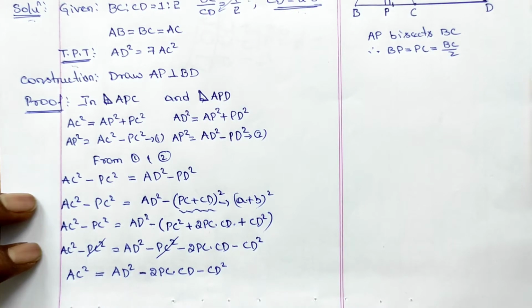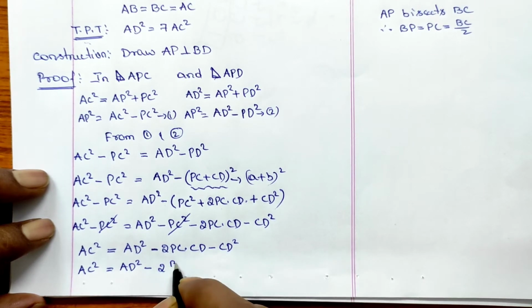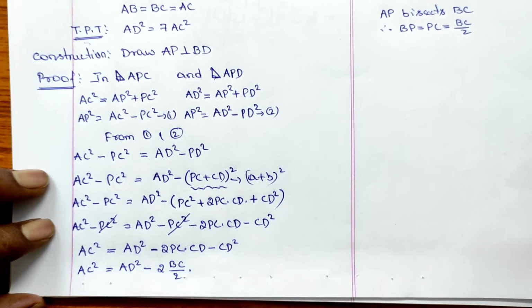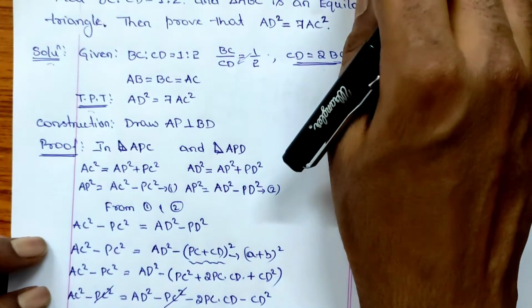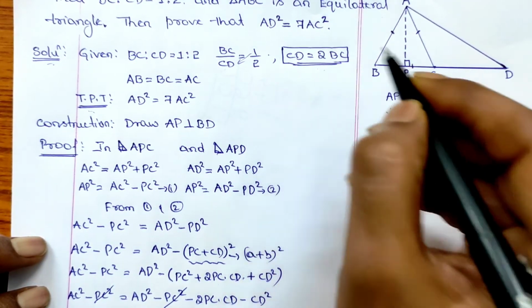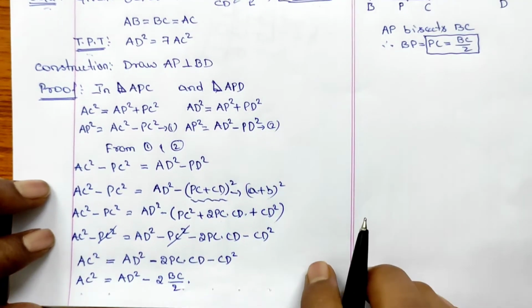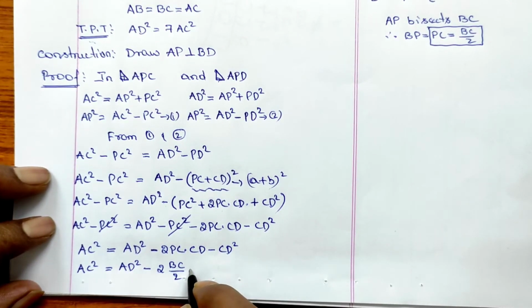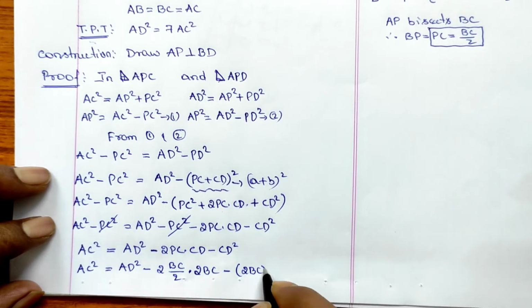Let me substitute for PC. AC square is equal to AD square minus 2 into BC by 2 into CD. What is CD? CD is equal to 2BC. Very important that we are substituting these two points in this step: into CD, which is 2BC, minus 2BC whole square.